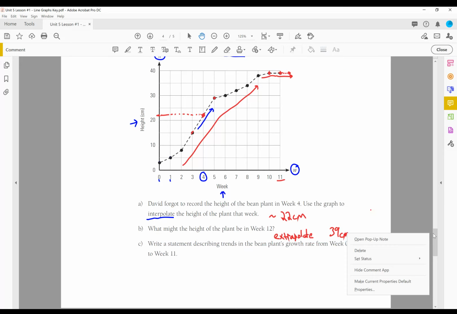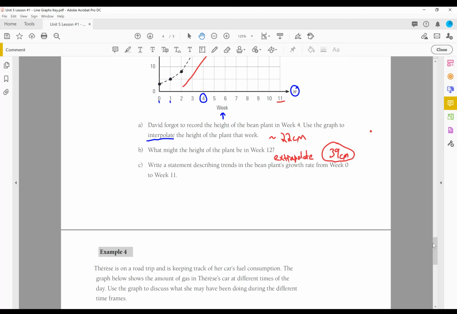If you said 40 centimeters, I would understand that, and that would be okay, as long as your answer makes sense. I mean, if you said 15 centimeters, then you're way off, and it doesn't make any sense.